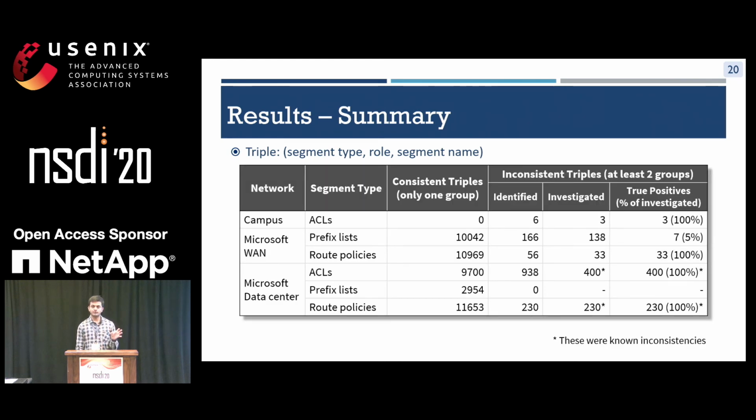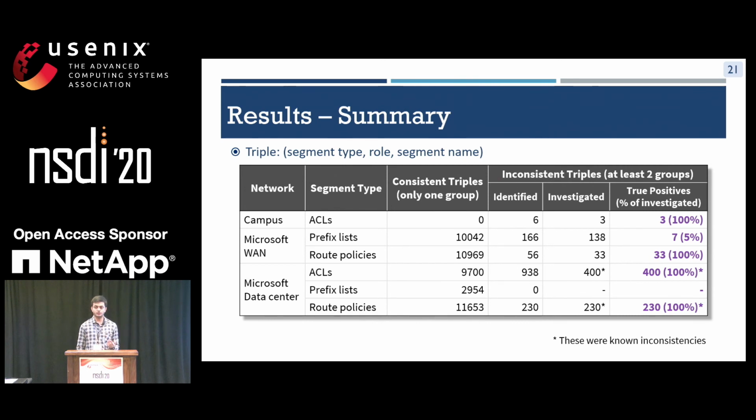To evaluate SelfStarter, we applied it to a collection of data center networks from Microsoft Wide Area Network, and the campus network of a large university. These networks differ widely in their structure, scale, and management style. A consistent triple is a triple where the meta template has only one template in it. An inconsistent triple is one in which the meta template consists of at least 2 templates. Of the identified ones, we could only investigate some of them, and of the investigated ones, we show the true positives.